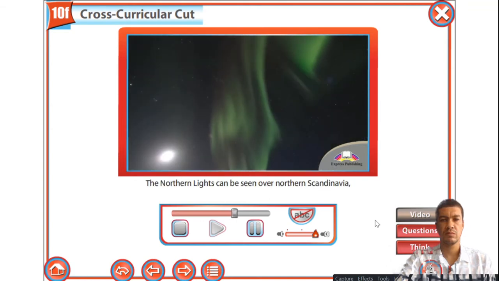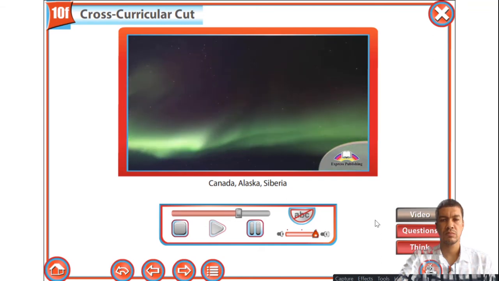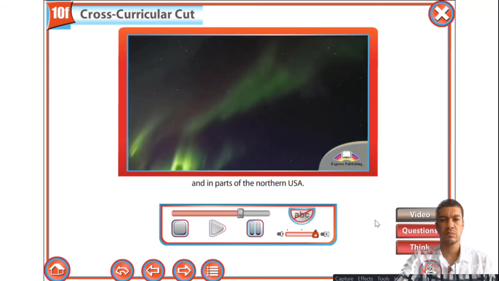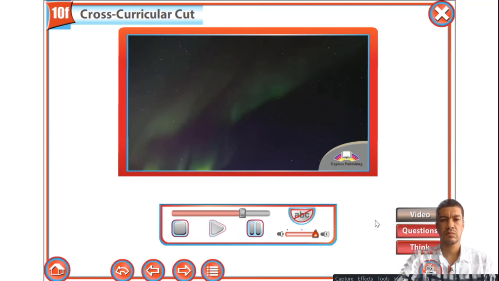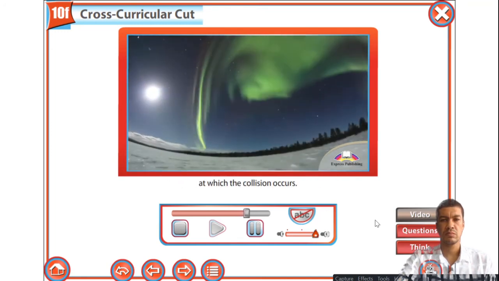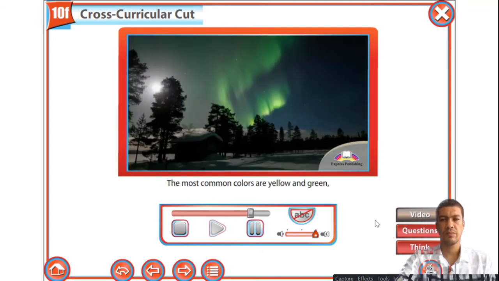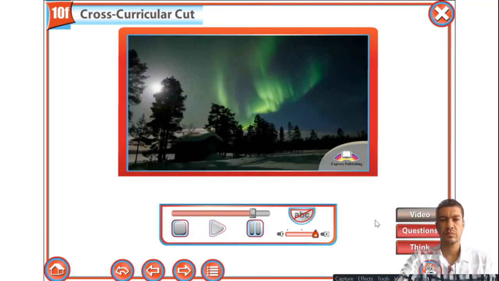The Northern Lights can be seen over northern Scandinavia, Canada, Alaska, Siberia, and in parts of the northern USA. The colors of the lights vary depending on the height at which the collision occurs. The most common colors are yellow and green, but sometimes red, blue, and violet also glow across the sky.